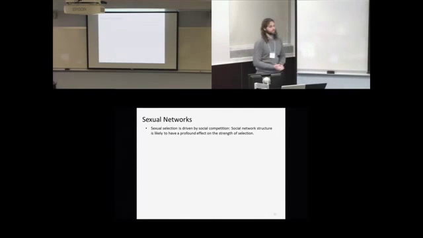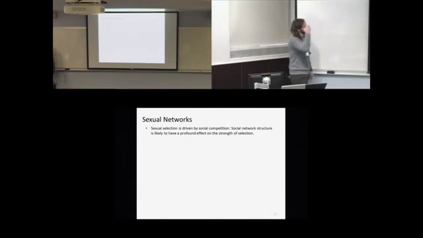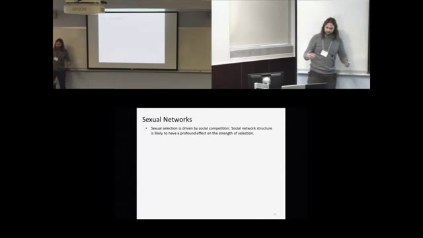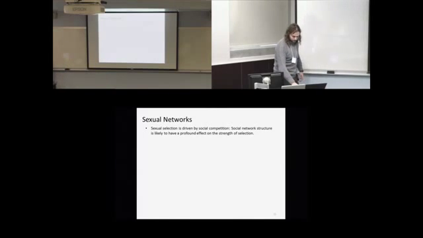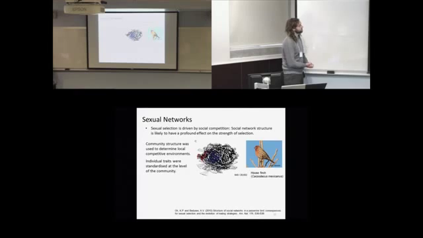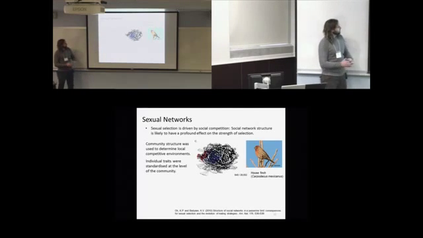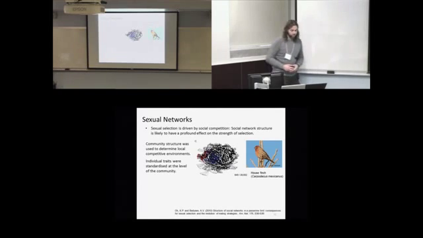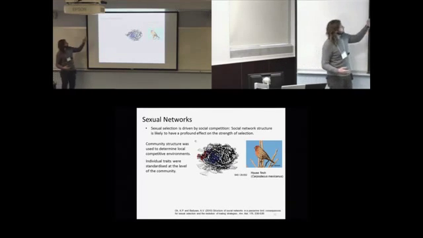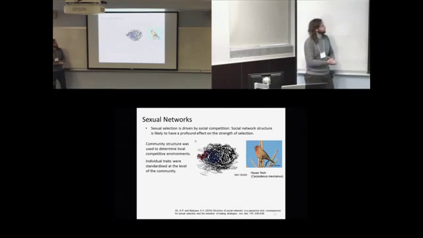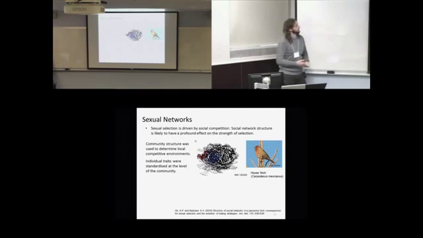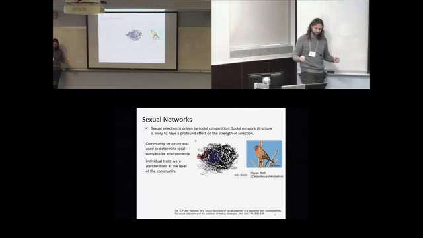So another way to think about this is a sexual network. And again, these aren't my ideas. This is work by Grant and Tommaso in Oxford, at least in thinking of sexual networks. I'll come on to their work in a second. But here we can see an empirical study that has considered a sexual network. So sexual selection is driven by social competition. So social network structure is likely to have a profound effect on the strength of selection.